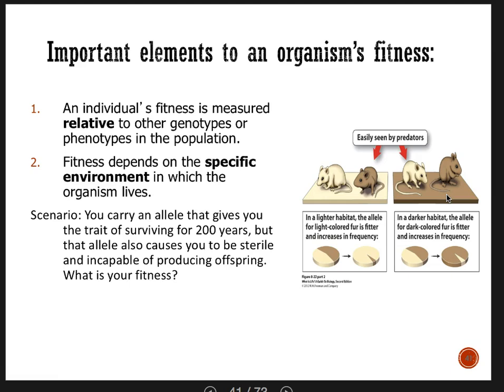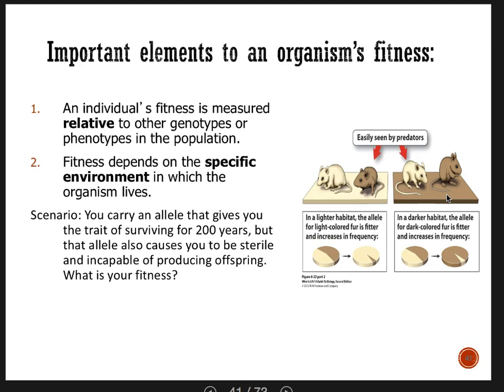All right, so I've got a little scenario for you. Let's imagine that you carry an allele that gives you a trait that allows you to survive for 200 years. But that allele also causes you to be sterile and incapable of producing offspring. What is your fitness?